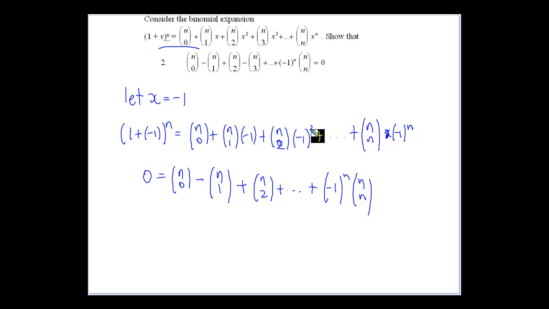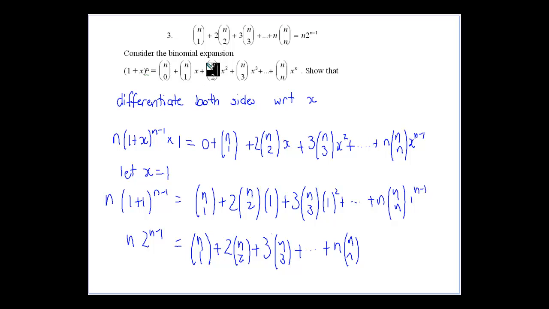A minus 1 all squared gives us a positive, but then x cubed would be a negative, and x to the power of 5 would be a negative, x to the power of 7 would give us a negative when we substitute minus 1 in. So through to this one, we're not sure what n is, so we just have to leave it like that: (-1)^n nCn.